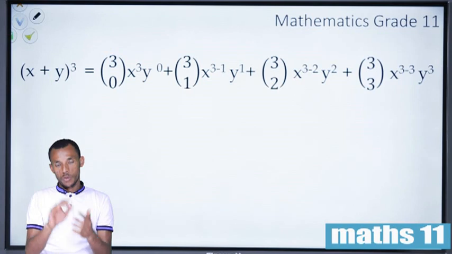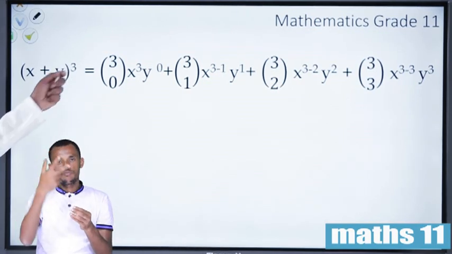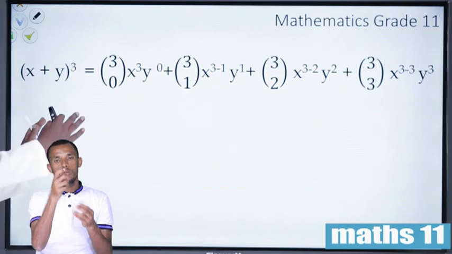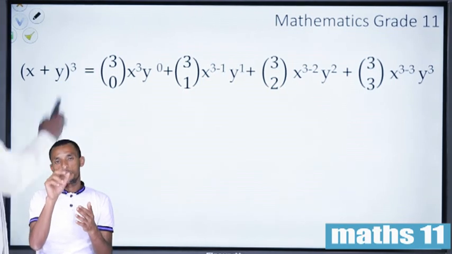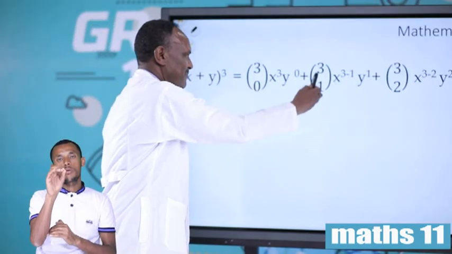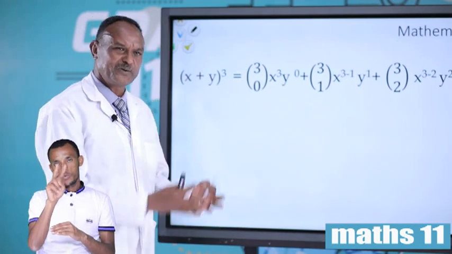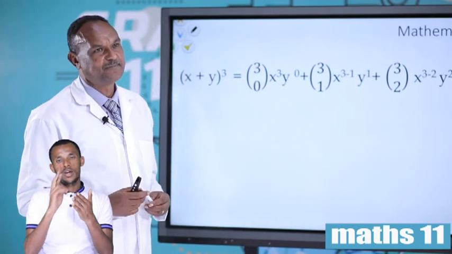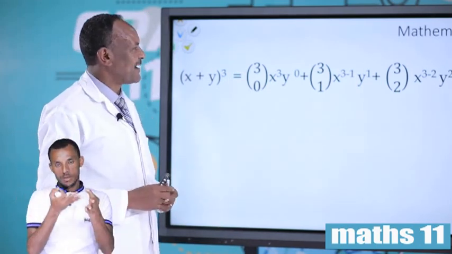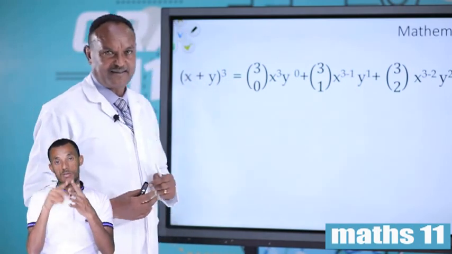Take the second one, x plus y the whole cubed. Your n was equal to 3. So by using binomial expansion, I will start from 3 above 0, 3 above 1, 3 above 2, 3 above 3. These are the coefficients of the expressions. How many terms am I expecting? 4, because I have started from 0 up to 3.